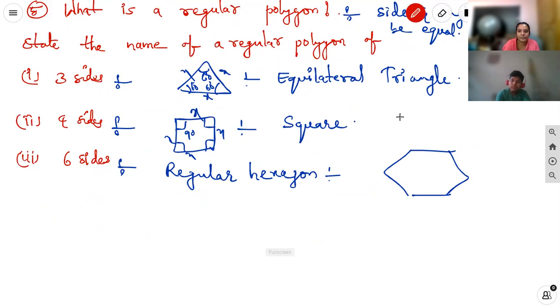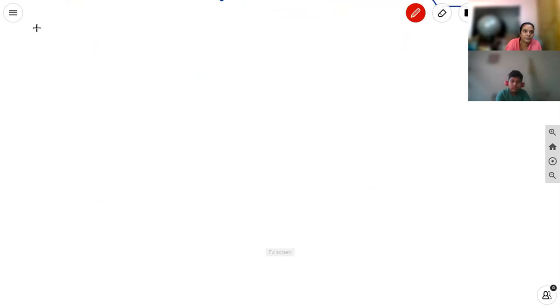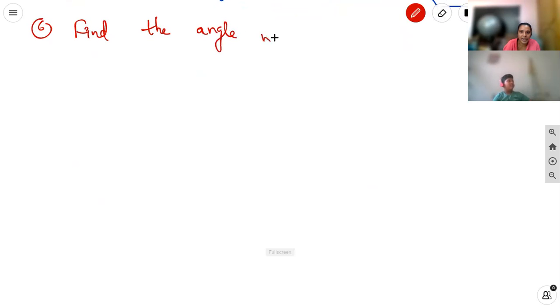Okay. Next, sixth problem. Find the angle measure x in the following figure.